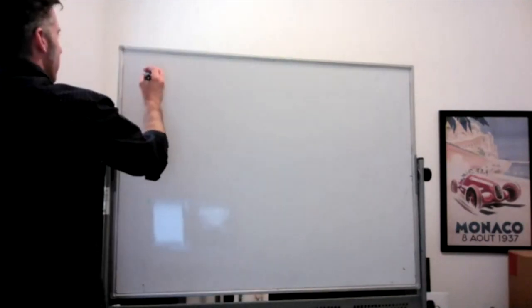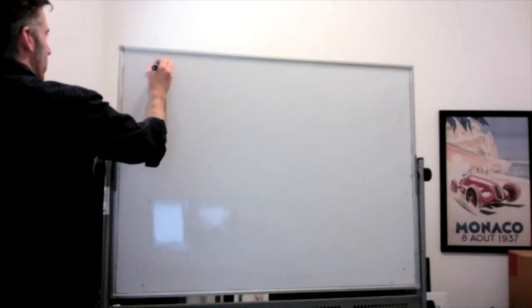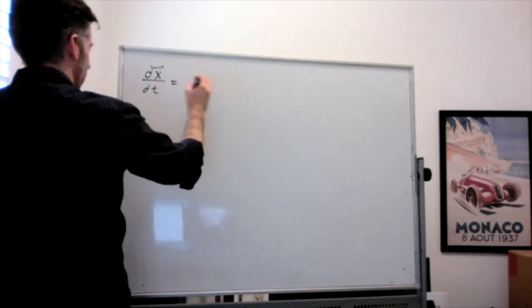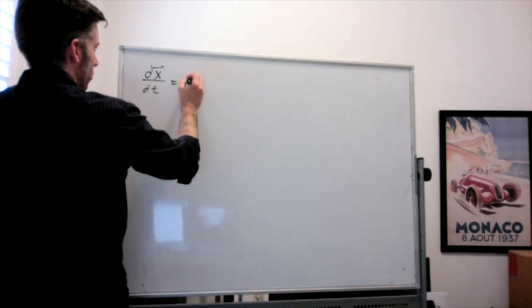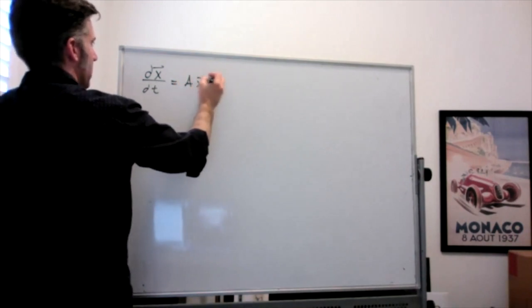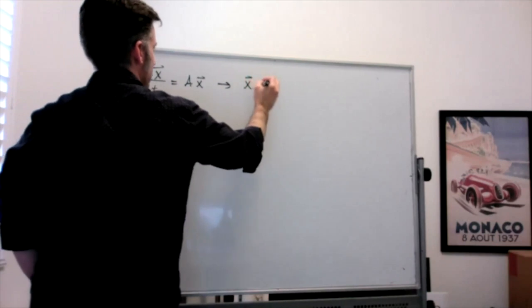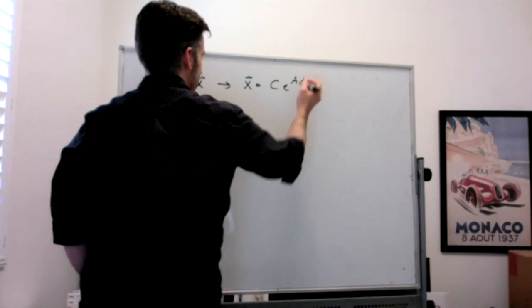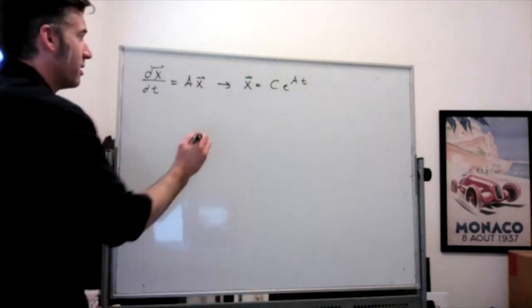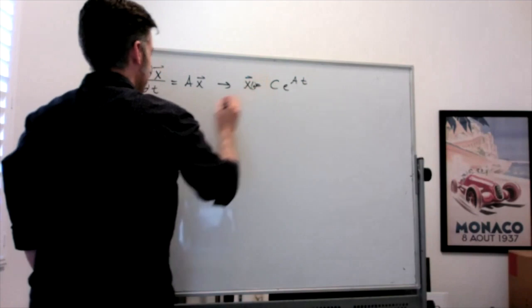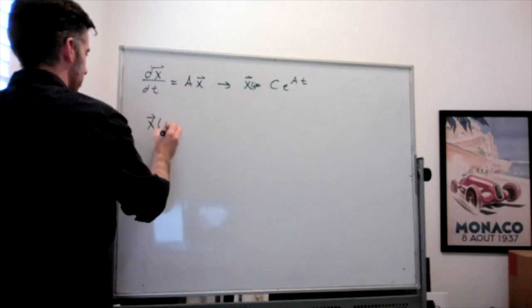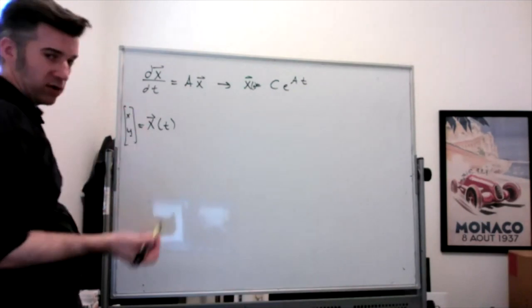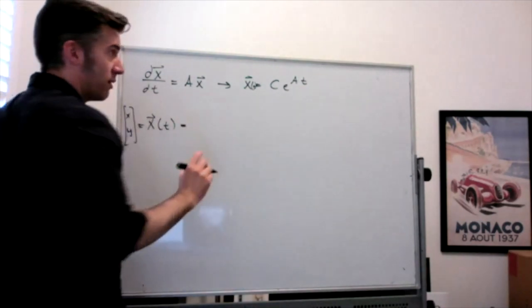Instead of saying that the derivative of the vector x with respect to t is equal to a times x, instead of that giving us x equal to c e to the a times t, what we're going to get is that x of t, which again is just x and y as functions of t, is going to equal the following.